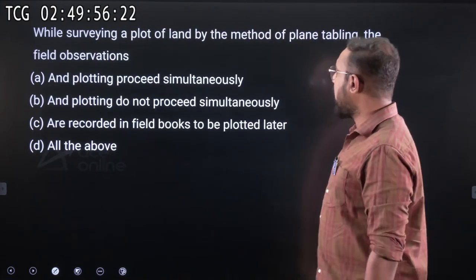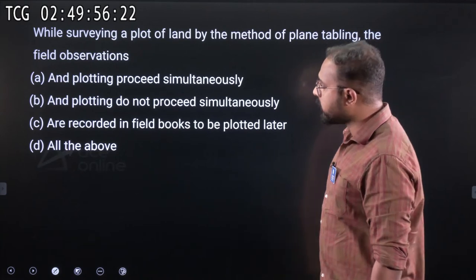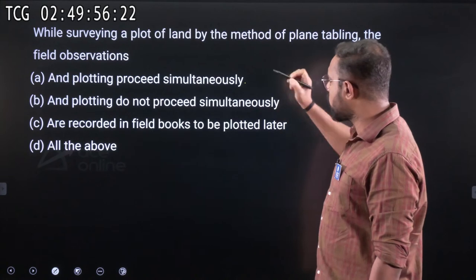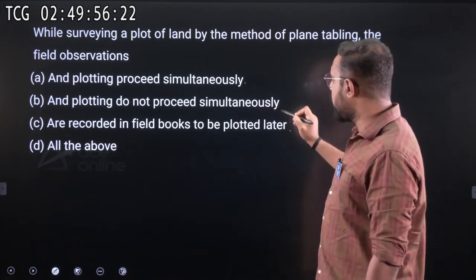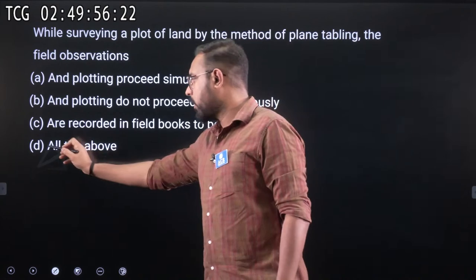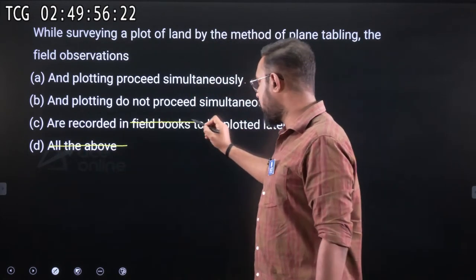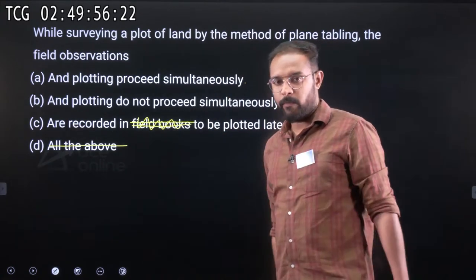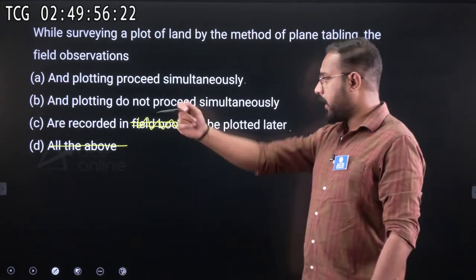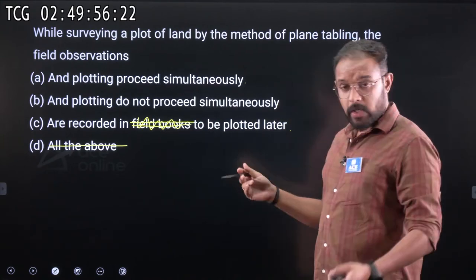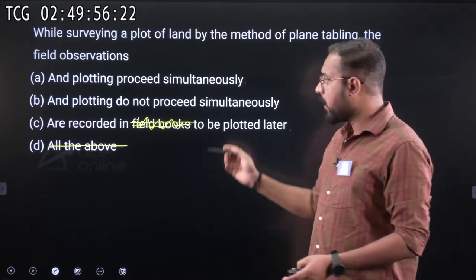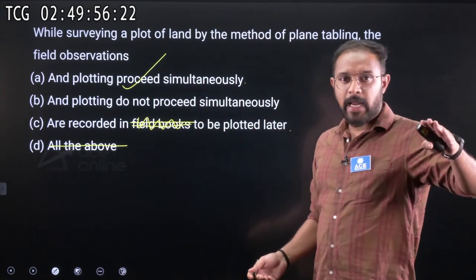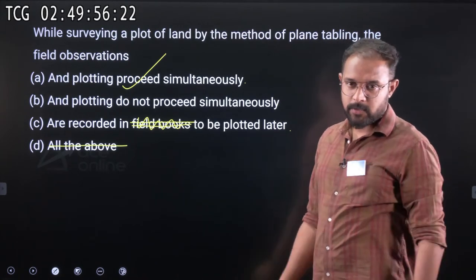While surveying a plot of land by the method of plane tabling, the field observations and plotting proceed simultaneously. The option that says field observation and plotting do not proceed simultaneously, and are recorded in field books and plotted later, as well as all of the above, is wrong, because in plane table surveying there is no field book. That is one of the advantages: the field work and plotting proceed simultaneously. There is no time delay between field observation and final preparation of plans.